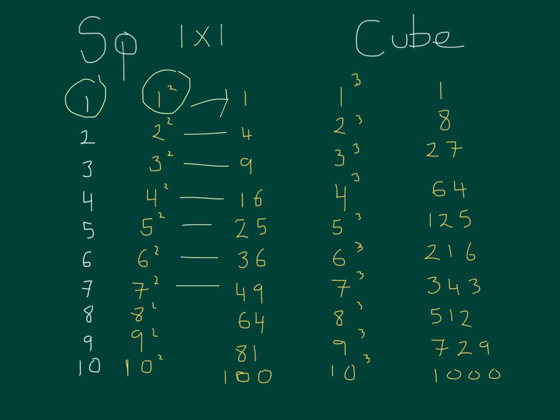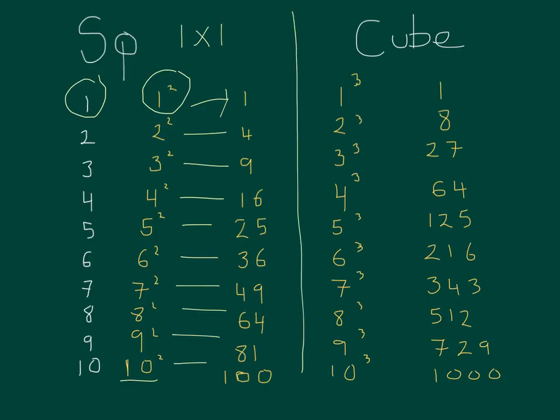This is called square. You times a number by itself. So 100 is basically 10 times by 10. Okay. We look at cube.